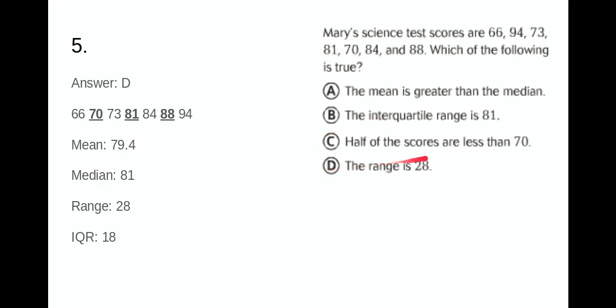So moving on, half the scores are less than 70. Well, that is definitely not true. 81 represents the halfway point. So that means half of the scores are 81 or greater, and half of the scores are 81 or less. So that does not make sense, because you'll notice that here, half of the scores are less than 70. That doesn't make sense. Really, only one score is less than 70.